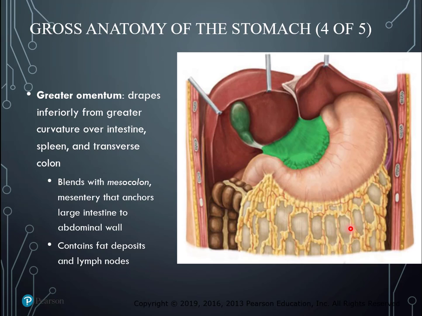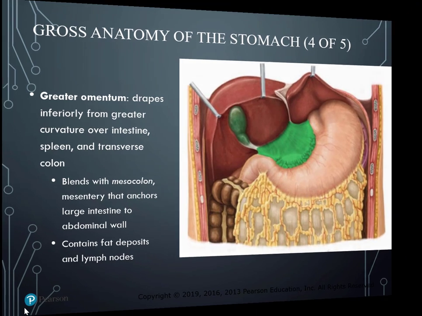It's a mesentery that anchors the large intestine to the abdominal wall, and it contains plenty of fat deposits and lymph nodes. As a matter of fact, this would typically become part of the beer belly whenever we drink so much beer and eat a lot of food.